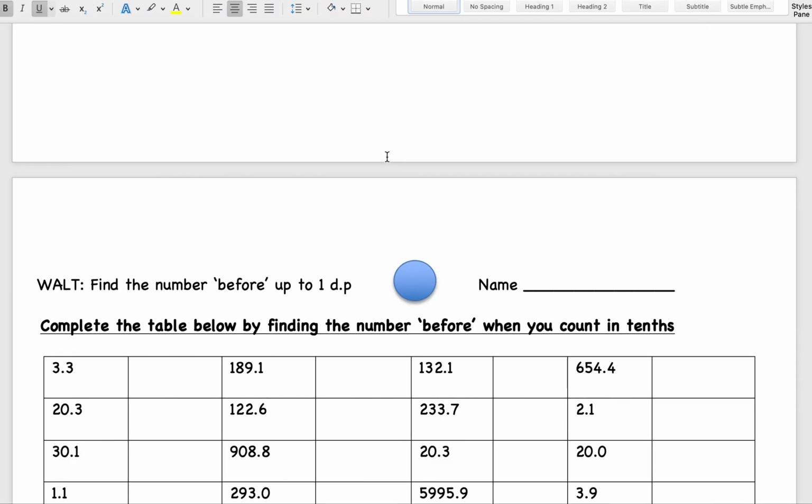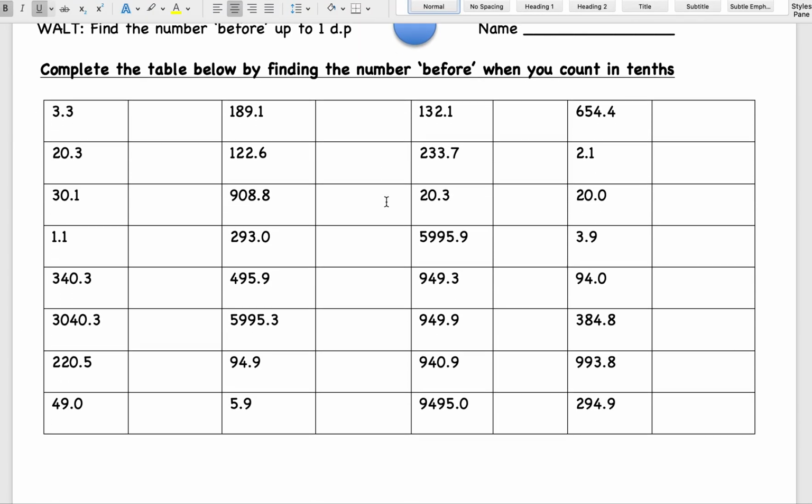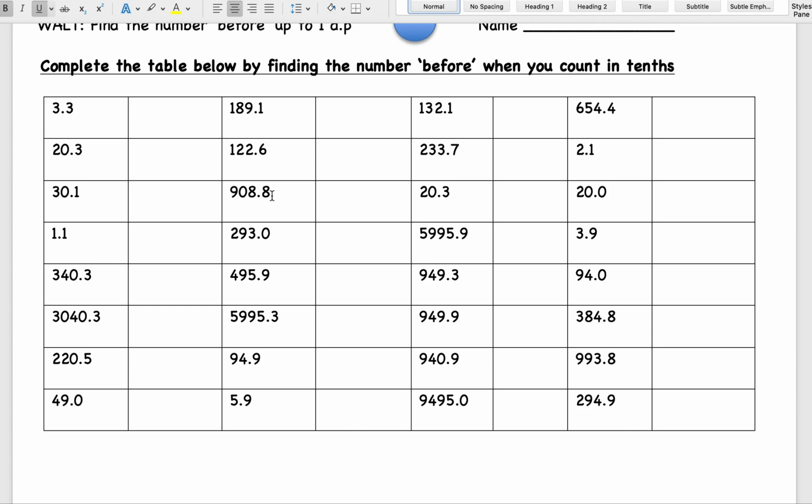So let's go back and look at the circles activity and do one as an example. I'll look at this one here. This number says 908.8. Now remember, we're finding the number before when you count in tenths. So I don't need to subtract from the hundreds column, the tens column, or even the units or ones column. I'm going to subtract from the tenths. So my answer would be 908.7. The reason it's 908.7 is that we're finding a number before when we count in tenths. We've taken 1/10 away from 8 tenths and we get 7 tenths.